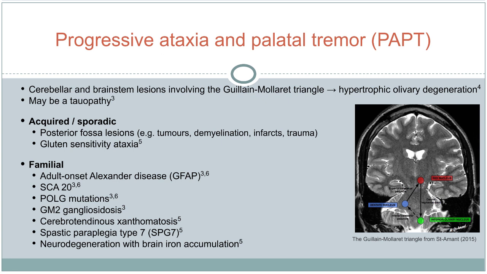There's a wide spectrum of familial causes, including some of these listed, so Alexander disease, SCA20, POLG mutations. It's also been recently described in cerebrotendinous xanthomatosis.